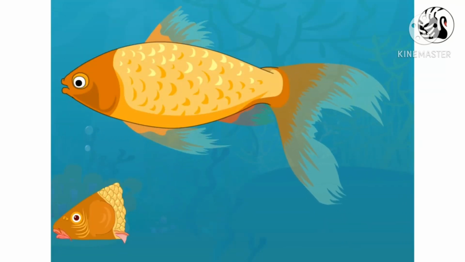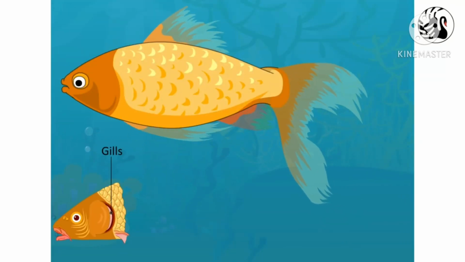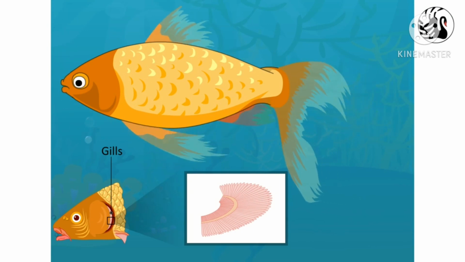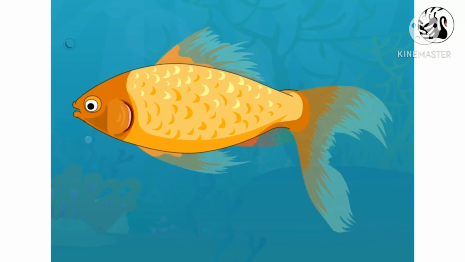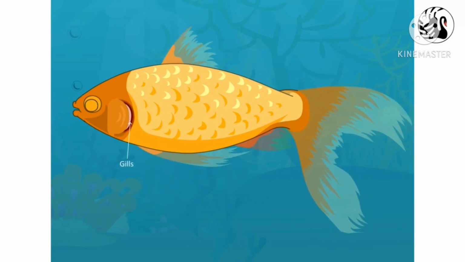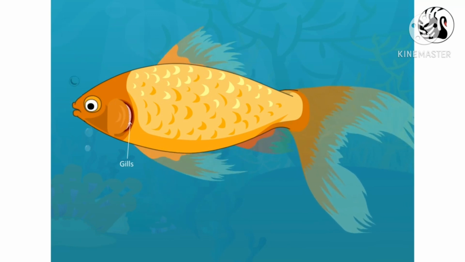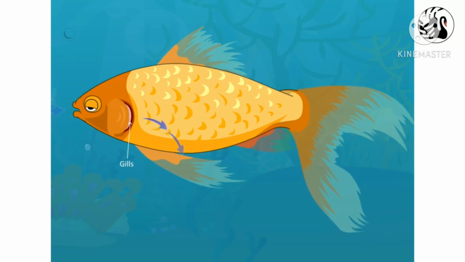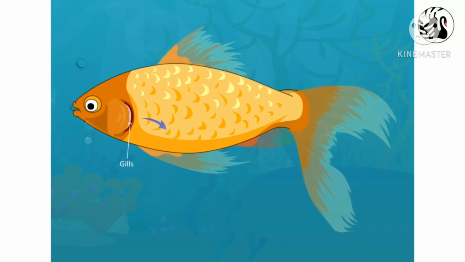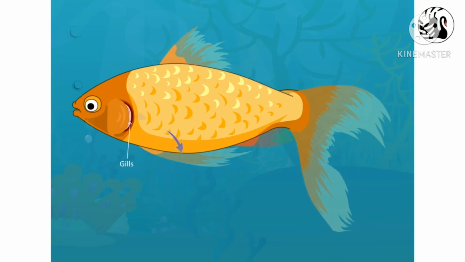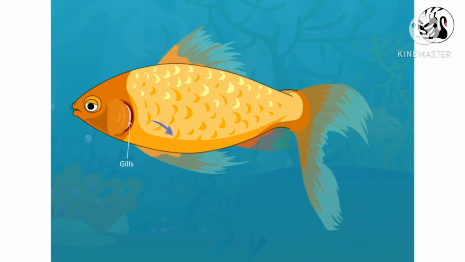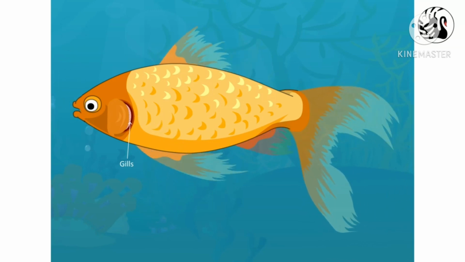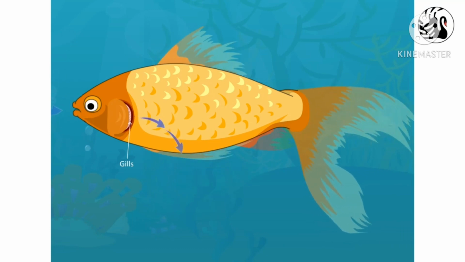They have special organs called gills that enable them to take the oxygen from water. The gills are placed on each side of the head of a fish. The fish takes in water through its mouth and lets it out through the gills. It absorbs the oxygen from water while the water is passing through the gills.